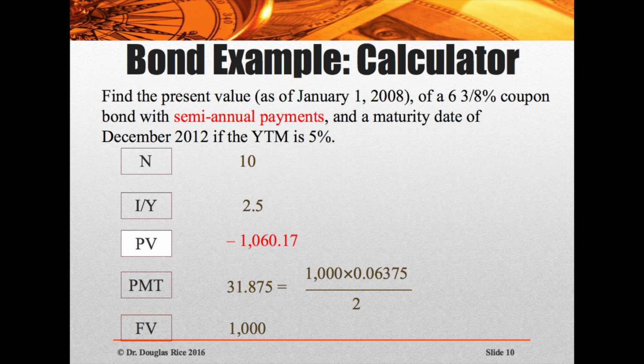Now you have 4 of your 5 variables, and you can see that the answer is $1,060.17. And of course, it's negative because the money is going in an opposite flow. So money coming in is negative, money coming out is positive. One of the two has to be negative. So you start thinking about this in the positive negative flow of money in this situation.